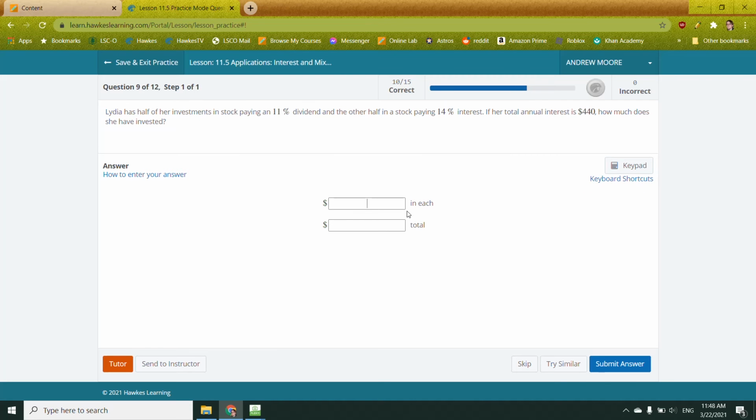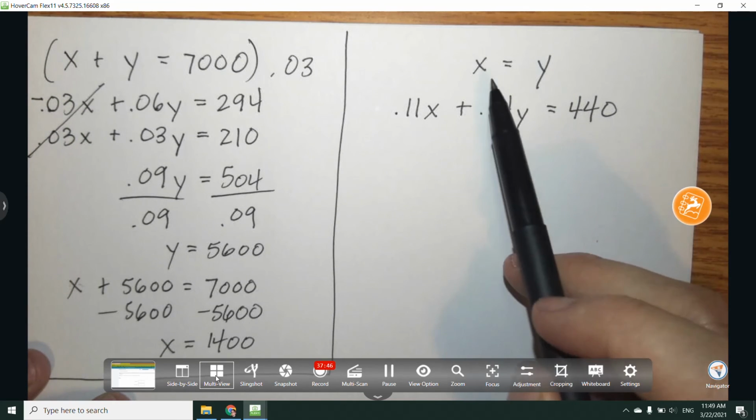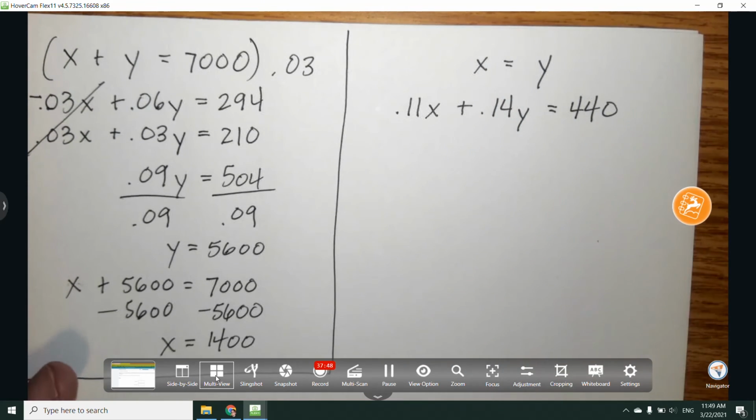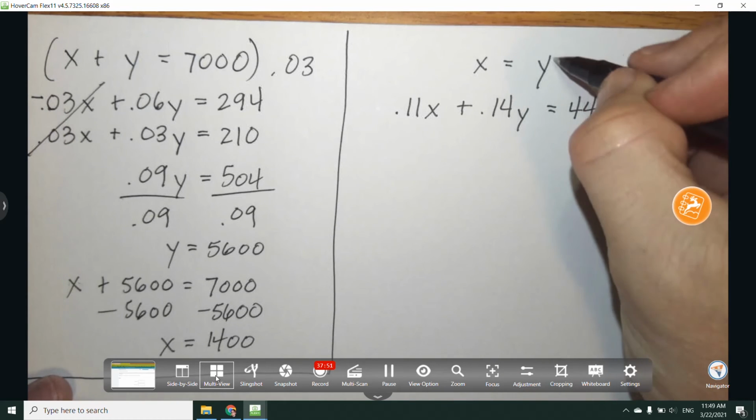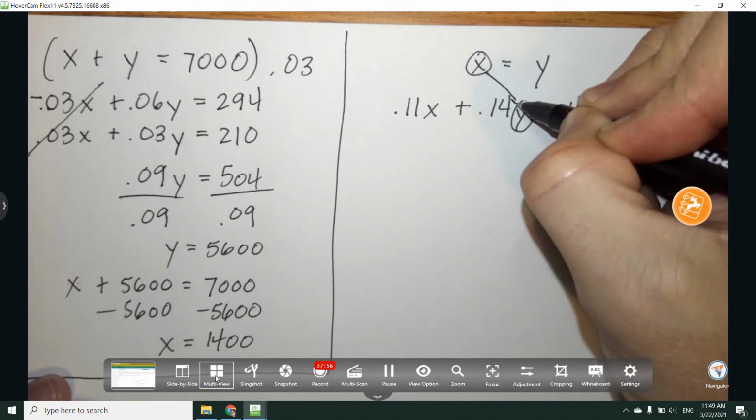Lydia has half of her investments in stock paying an 11% dividend and the other half in stock paying 14% interest. Her total annual interest is $440. How much does she have invested? Okay, so we got in each and we got a total. Half is in one, half in the other, which means our investments are equal, so we can substitute this y out for our x. We can put that straight in there.